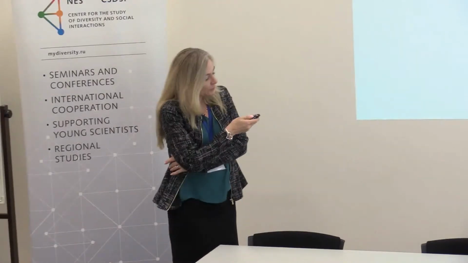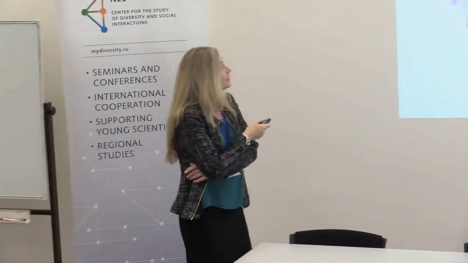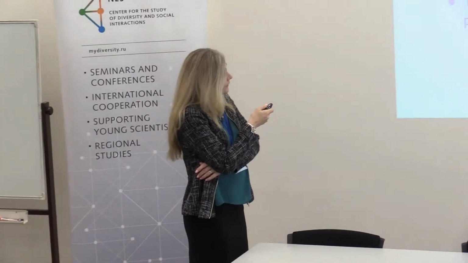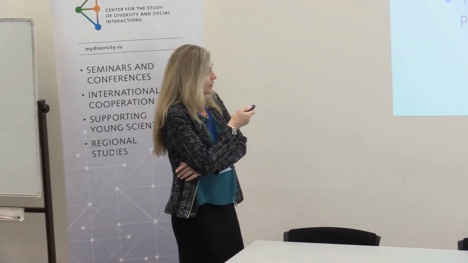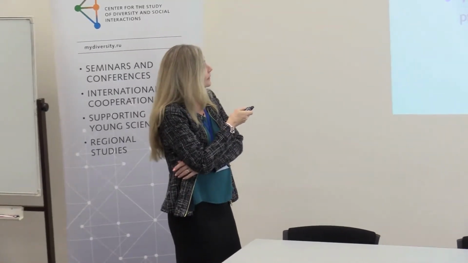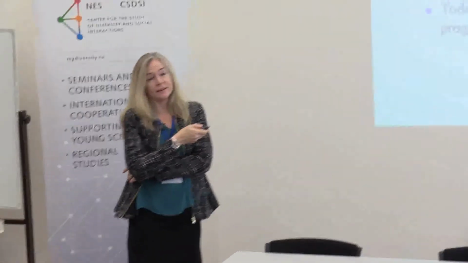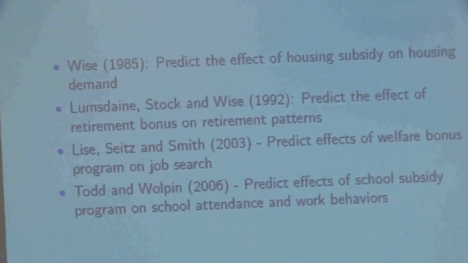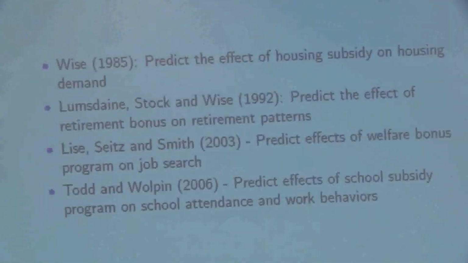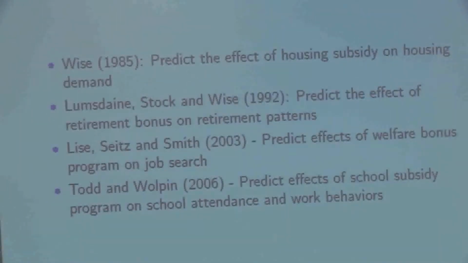Okay, so the models I'm going to show you are more related to program evaluation. These have been some papers where they actually tried to test some of these models. So Wise had a paper on the demand for housing, and we have some programs where they give people housing subsidies, like especially poor people get a voucher that they can use to buy better housing instead of just building public housing. They have private subsidies.